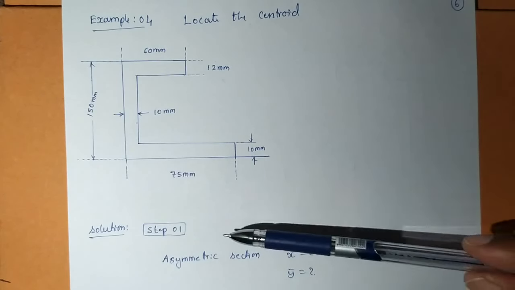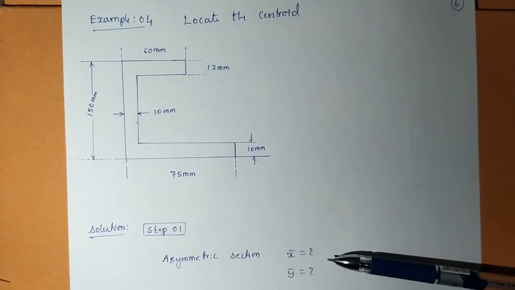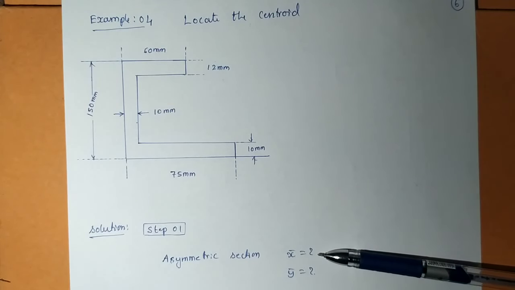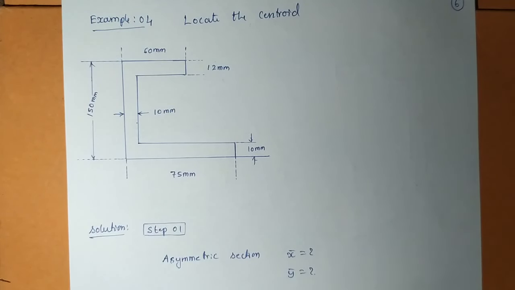In first step, we have to identify the type of symmetry. Okay. This is an irregular shape. This is neither symmetrical about horizontal axis nor symmetrical about vertical axis. This is an asymmetrical section. For asymmetrical section, we have to find out both x bar and y bar.